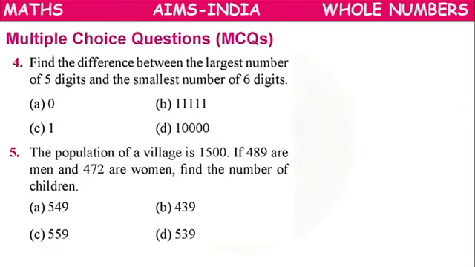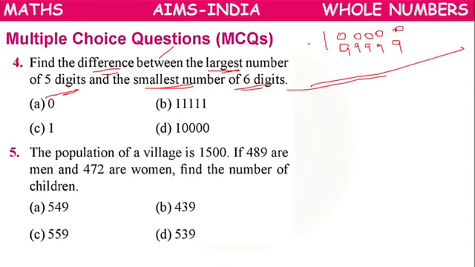Next, multiple choice questions. Find the difference between the largest 5 digit number and the smallest 6 digit number. What is the largest 5 digit number? 5 nines. 1, 2, 3, 4, 5. Smallest 6 digit number? 1 and 5 zeros. That will be the smallest 6 digit number.